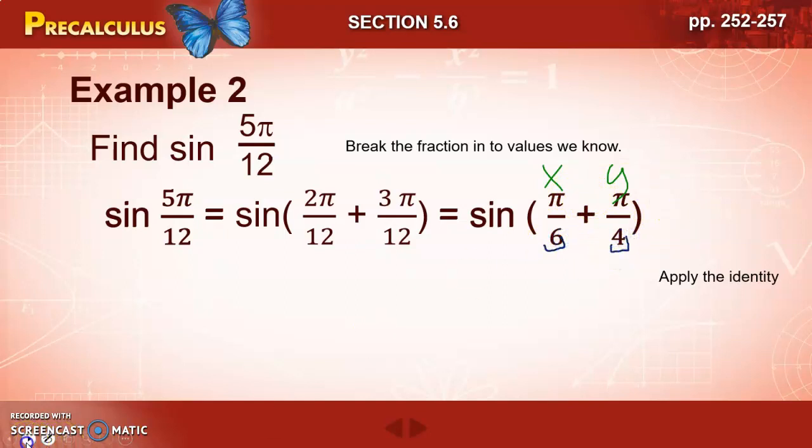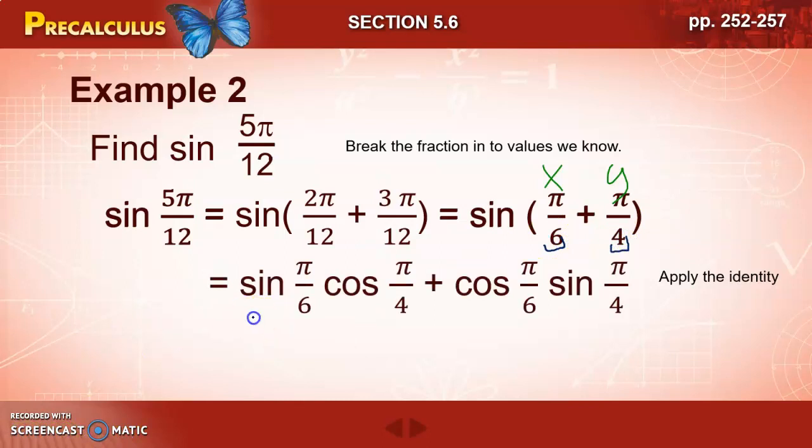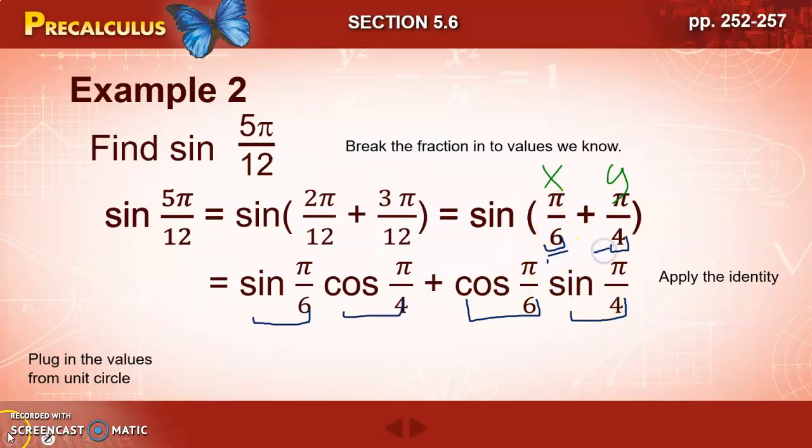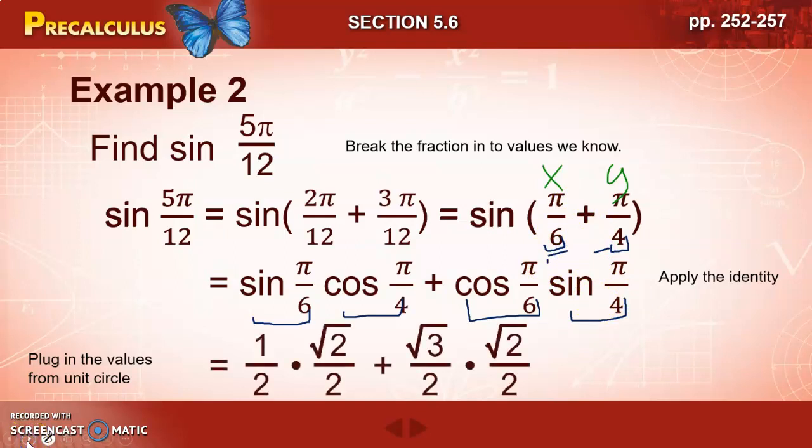We're then going to apply the identity, which says the sine of the first times the cosine of the second plus the cosine of the first times the sine of the second. So first and second terms here. Then we'll plug in the values from the unit circle that we know. The sine of pi over 6 is 1/2, and the cosine of pi over 4 is root 2 over 2. So we'll multiply those, and then we'll add the cosine of pi over 6 times sine pi over 4.